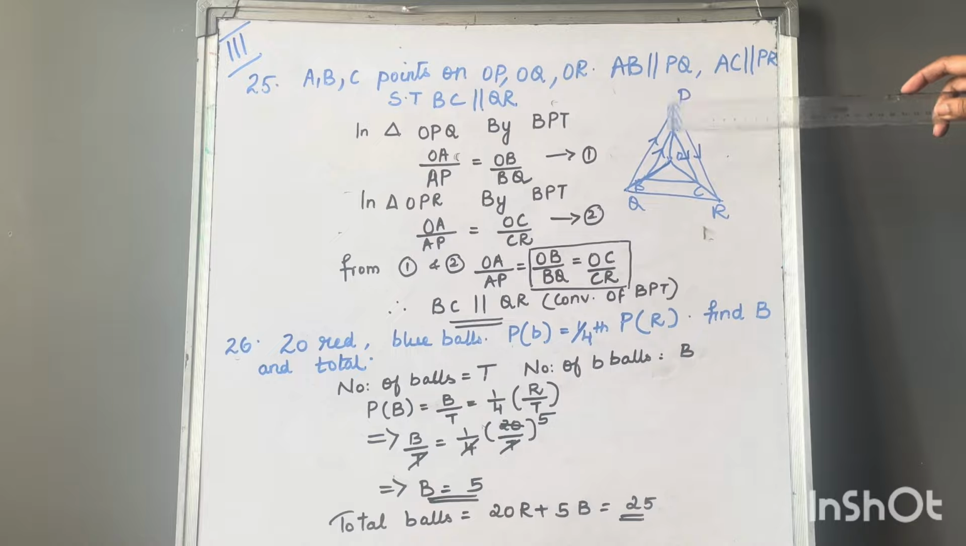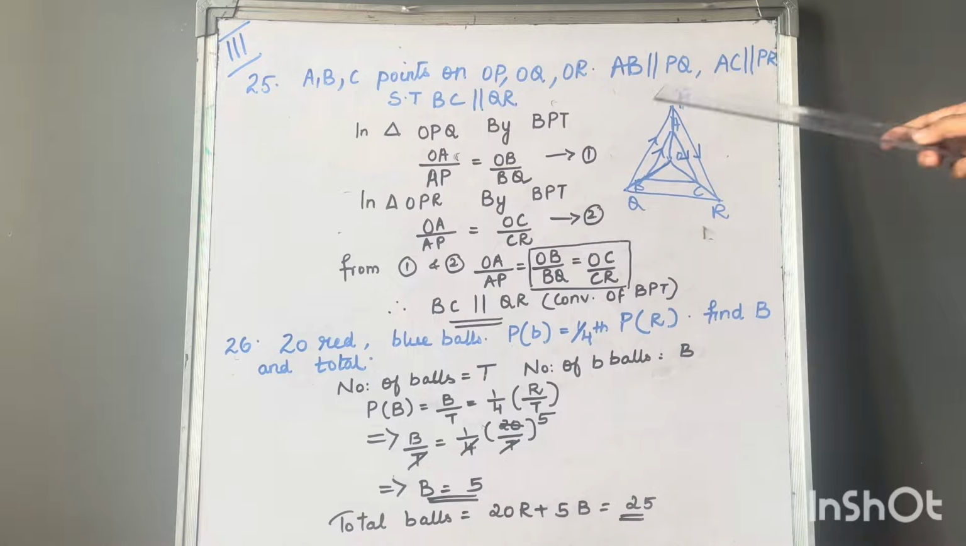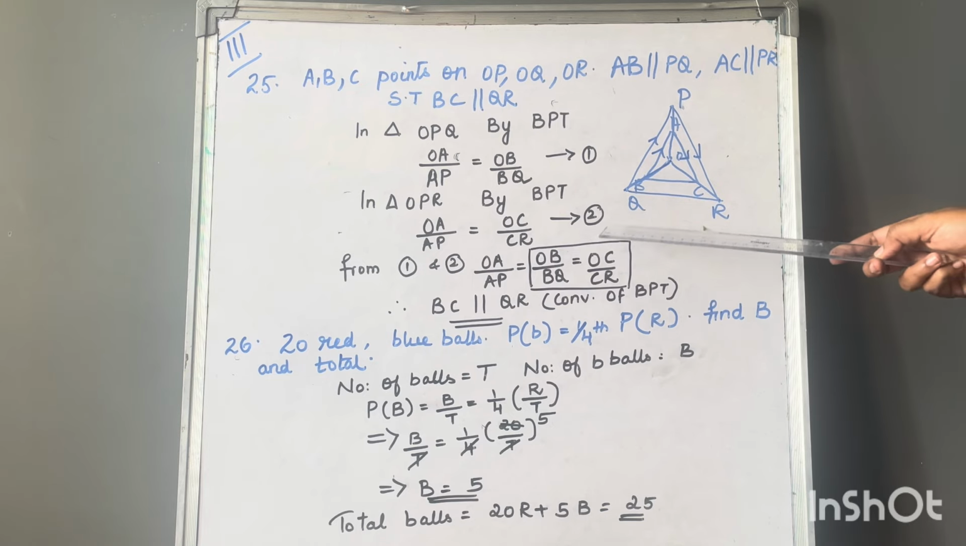So we get OA by AP is equal to OB by BQ by the basic proportionality theorem. It divides the sides into proportion. AB is parallel to PQ, so AB divides the other two sides in the same proportion. And now we can take triangle OPR. Here also by BPT, OC by CR is equal to OA by AP. So from 1 and 2 we get OA by AP is equal to OB by BQ is equal to OC by CR.